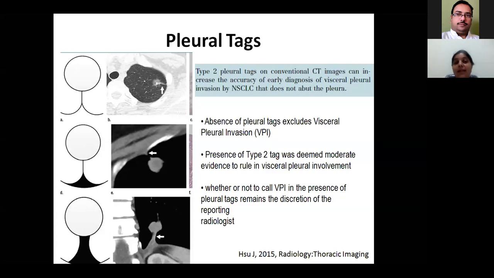And if you see something like this, you need to approach a radiologist to help you understand whether there is evidence of pleural invasion or not, because some of these tumors would be coming up to you for SBRT, and this would have prognostic implications.